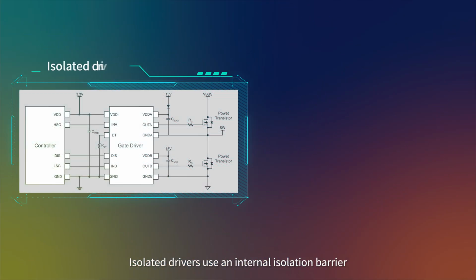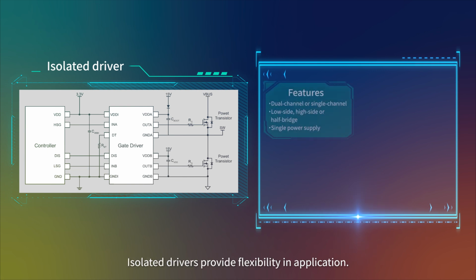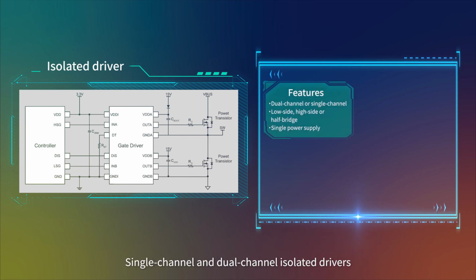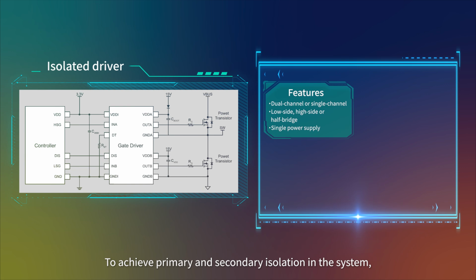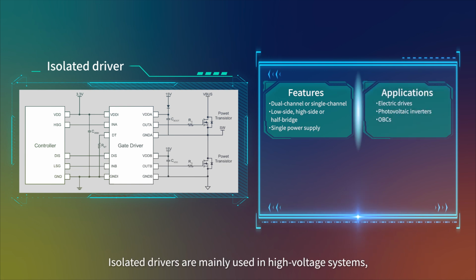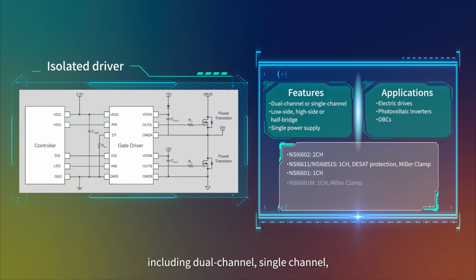Isolated drivers use an internal isolation barrier to physically isolate high and low voltages. Isolated drivers provide flexibility in application. Single-channel and dual-channel isolated drivers are available for low-side, high-side, or half-bridge applications to achieve primary and secondary isolation in the system. The high-voltage side requires an isolated power supply, making the power supply system relatively complex. Isolated drivers are mainly used in high-voltage systems. Currently, NOVOSENSE offers multiple isolated driver ICs including dual-channel, single-channel, opto-compatible, and smart isolated driver ICs.